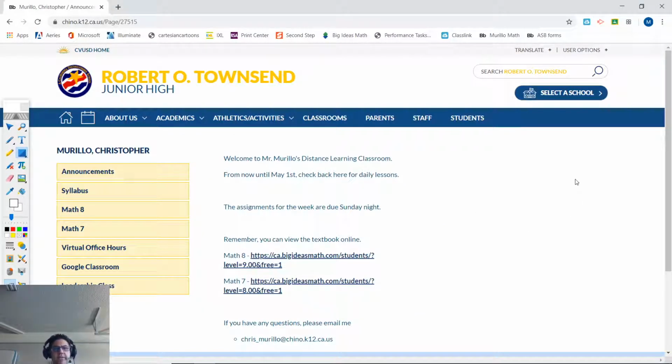Ladies and gentlemen, today we are going to be looking at solving equations one step, lesson 3.3. So on the web page again, Math 7.